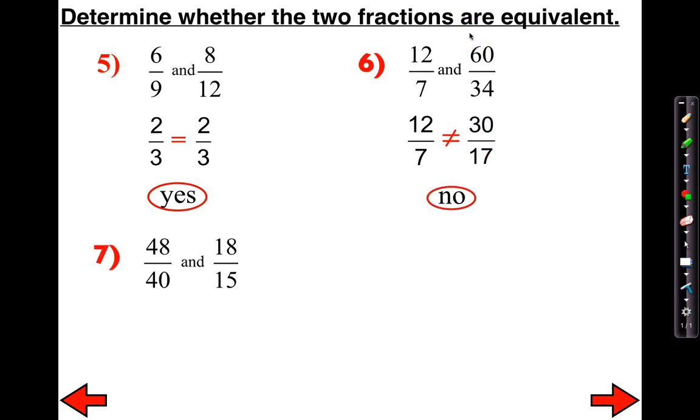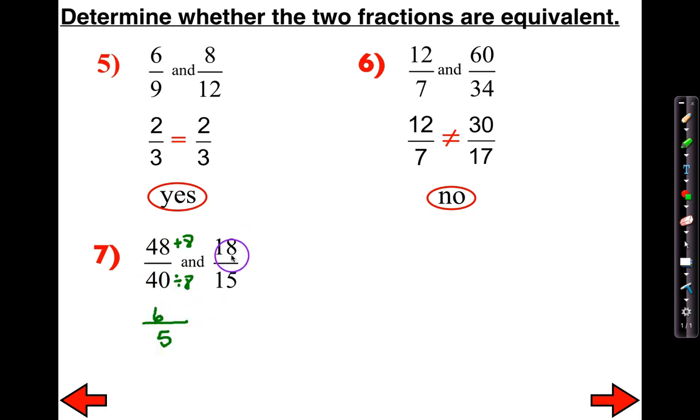At this point, what I'd like you to do is go ahead and pause the video and try number 7 on your own. Now let's see how well you did. Hopefully you went ahead and tried to reduce as much as you can. I'm noticing between the two I can divide by 8. So 48 divided by 8 is 6, 40 divided by 8 is 5.